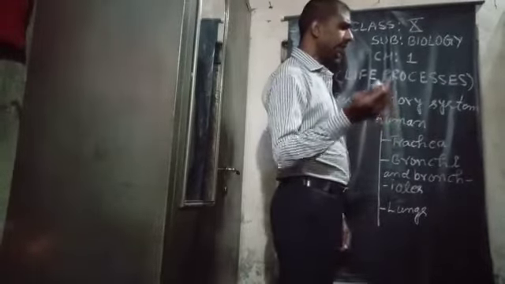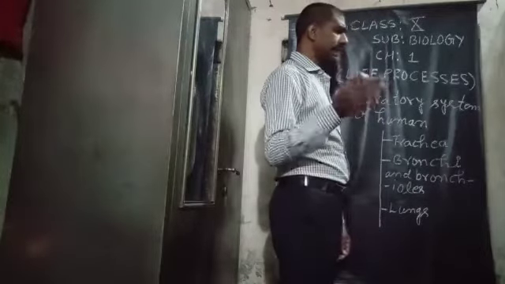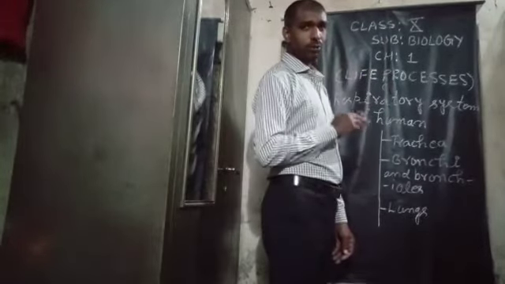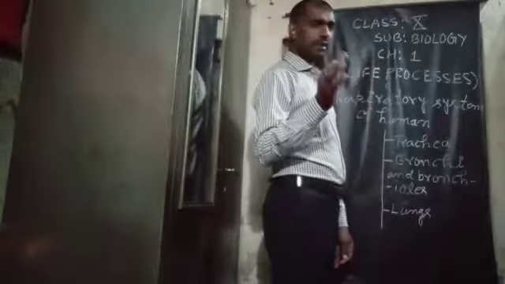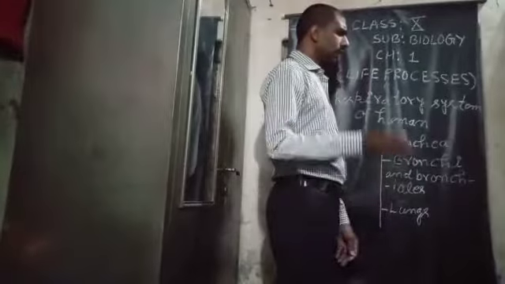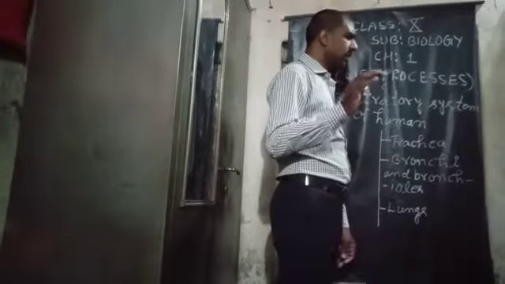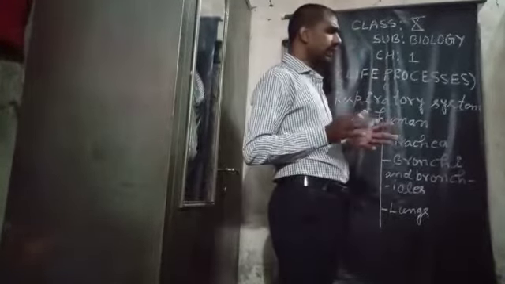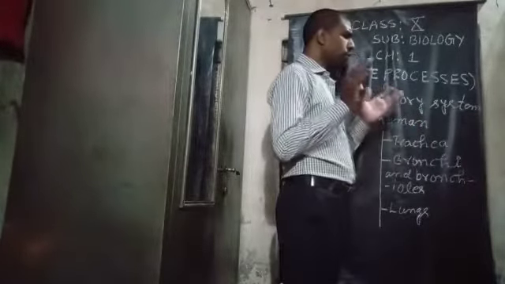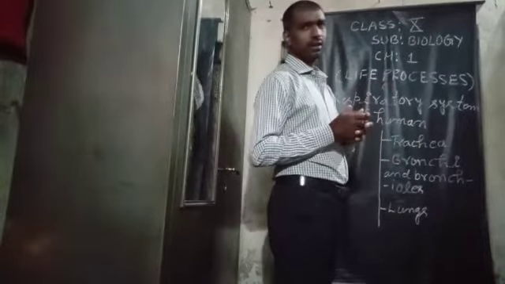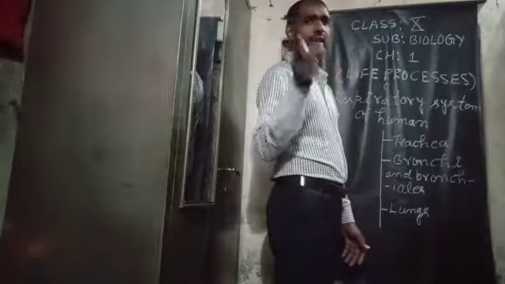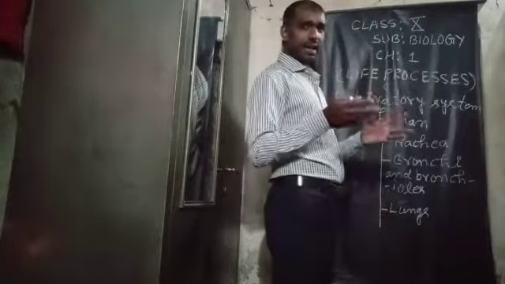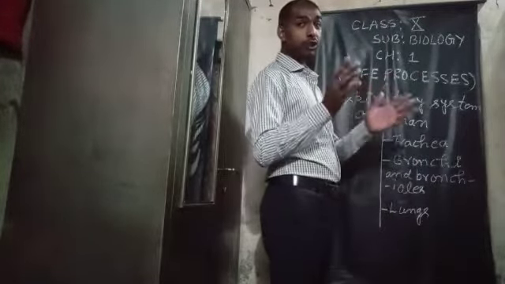The left lung is slightly smaller than the right lung. Very important point I am telling you. The left lung is smaller than the right lung so as to accommodate the heart in between. That's why the left lung is smaller, because it has to maintain the position of the heart.